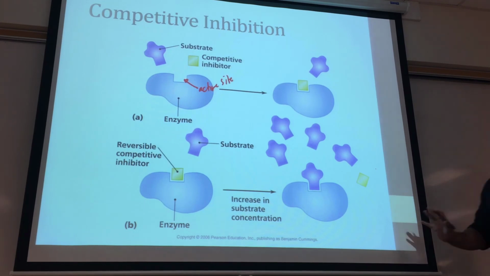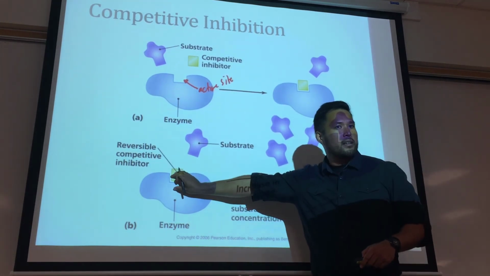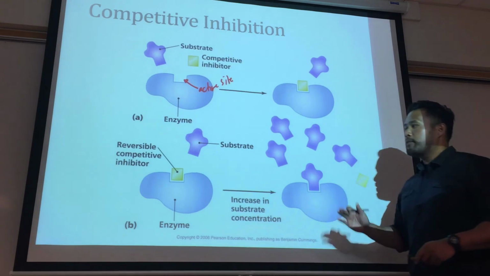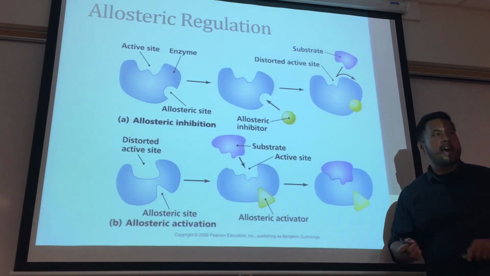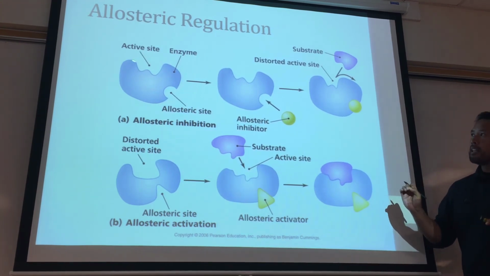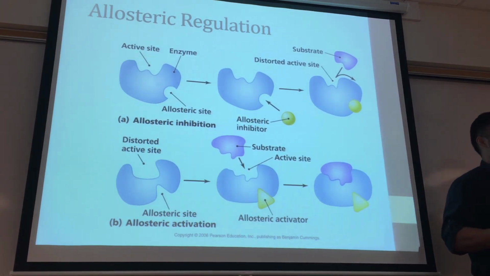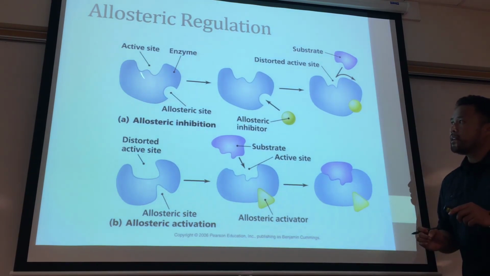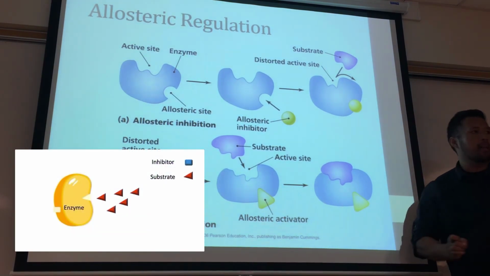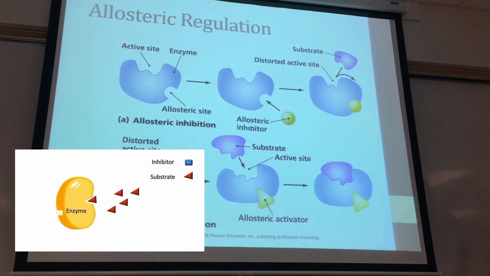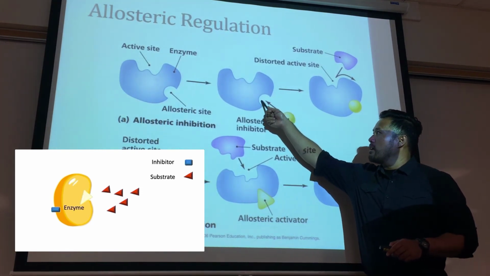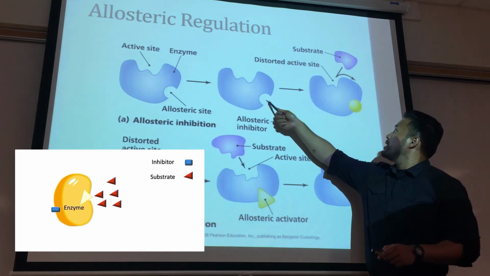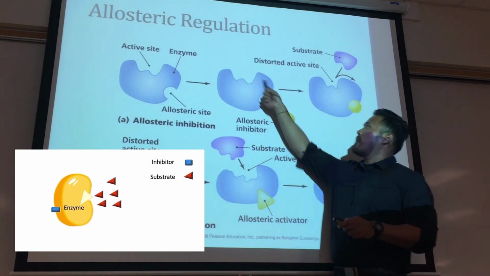Now, while we've been talking about competition for the active site, we have to talk about another site. And this is what's called the allosteric site. It's another site on the enzyme that is not the active site. So if this is your active site, there's an allosteric site that something can bind to. And in this case, this is an allosteric inhibitor. An allosteric inhibitor comes in, and when it binds to that allosteric site, it creates a conformational change of that protein.